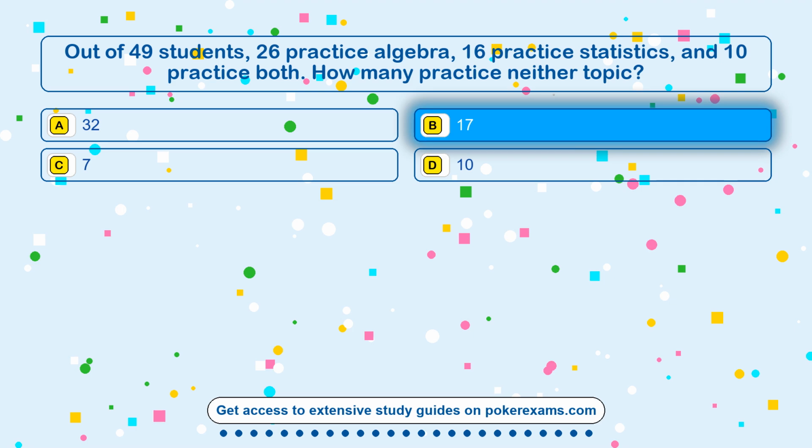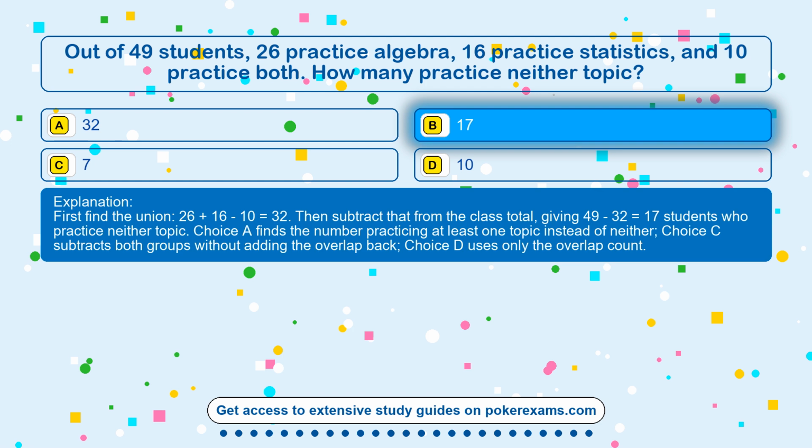The correct answer is option B, 17. First find the union, 26 + 16 - 10 = 32. Then subtract that from the class total, giving 49 - 32 = 17 students who practice neither topic. Choice A finds the number practicing at least one topic instead of neither, choice C subtracts both groups without adding the overlap back, choice D uses only the overlap count.